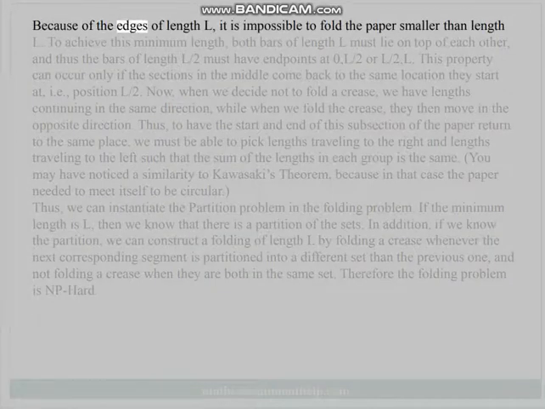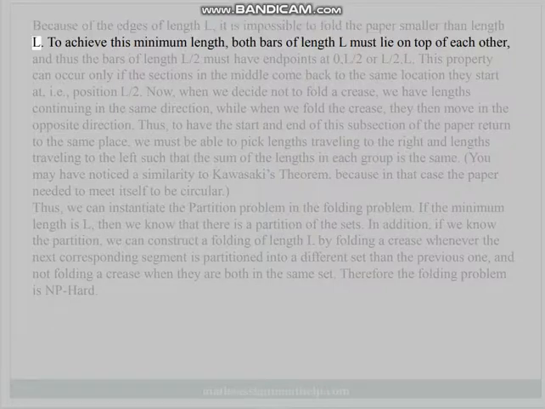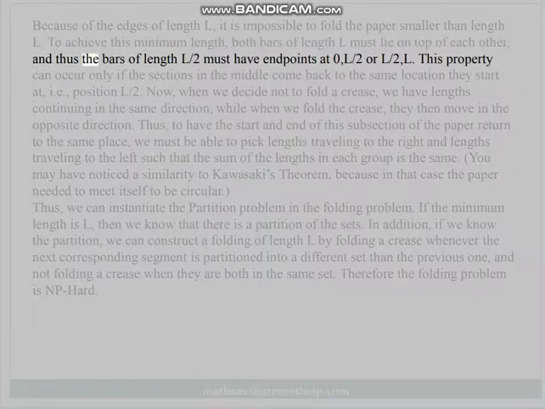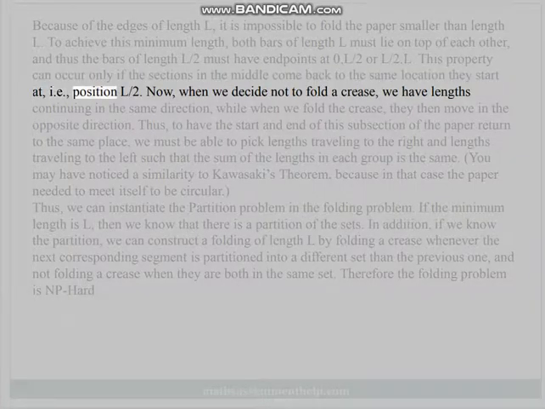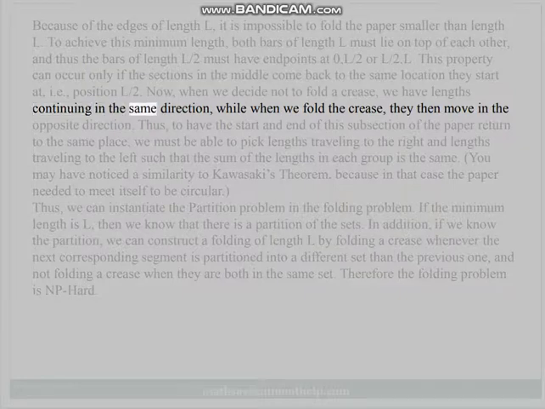Because of the edges of length L, it is impossible to fold the paper smaller than length L. To achieve this minimum length, both bars of length L must lie on top of each other, and thus the bars of length L/2 must have endpoints at 0, L/2 or L/2, L. This property can occur only if the sections in the middle come back to the same location they start at, i.e., position L/2.